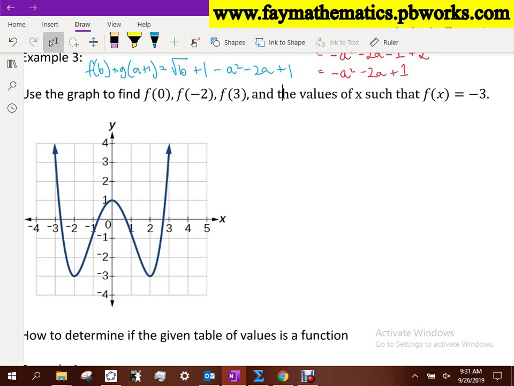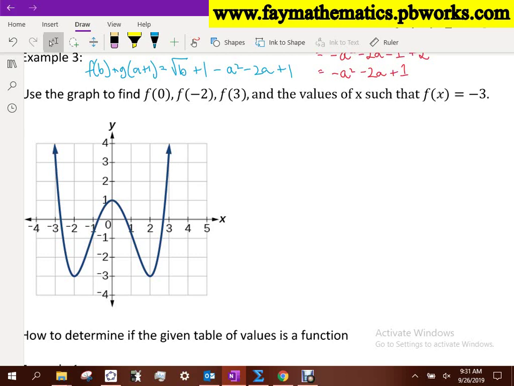Okay. So the remaining portion of what we talk about today is just additional ways of interpreting functions, gaining information from functions, whether we gain that information from the graph or from the equation. But we have to understand the notation. Okay. So here's the thing. They're asking us, use the graph to find f of 0, f of negative 2, f of 3, and the values of x such that f of x equals negative 3. So we got 4 things here we're trying to find.